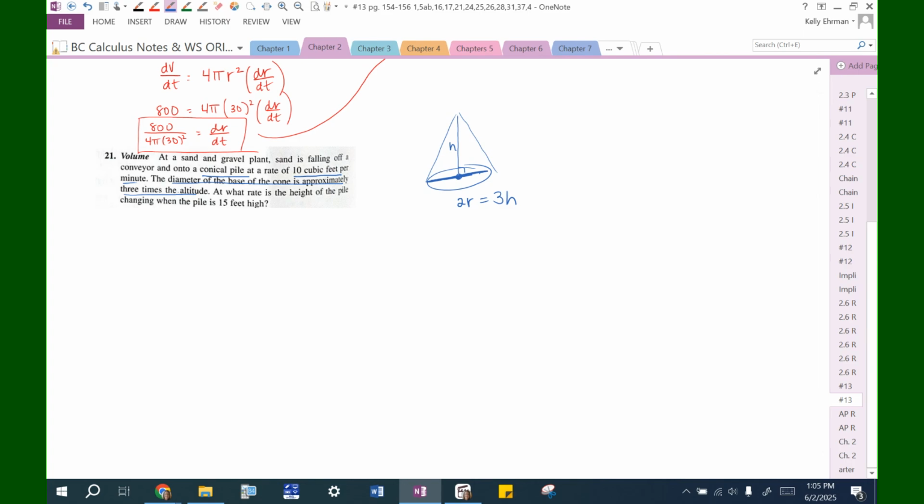At what rate is the height of the pile changing when the pile is 15 feet high? So let's go through what we know. What did they give me? 10 cubic feet per minute. So I know dV/dt, and we're piling up on this, so it's positive 10 cubic feet per minute. What do they want me to find? At what rate is the height of the pile changing? So find dh/dt when h is equal to 15 feet.